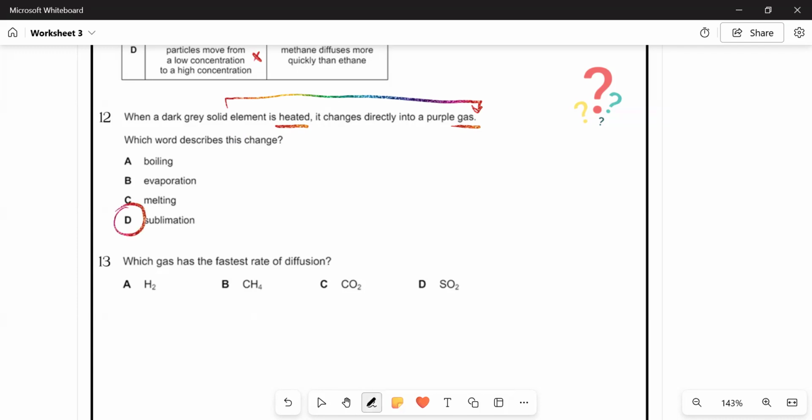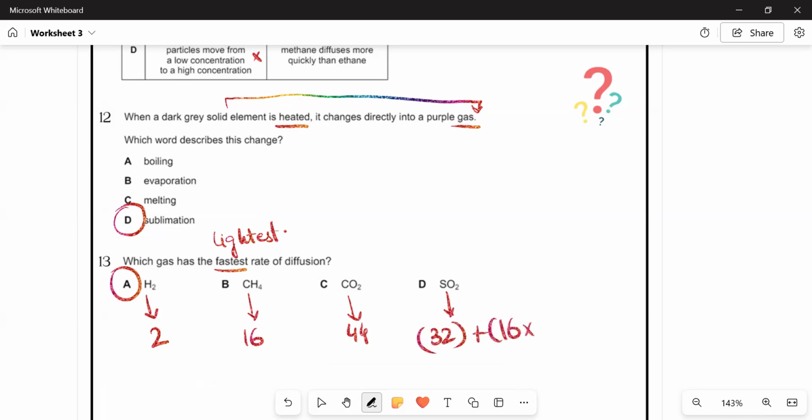Which gas has the fastest rate of diffusion? The fastest rate of diffusion will be of the lightest one. And obviously, this is hydrogen because hydrogen has a mass of 2. Methane mass is 16. Carbon dioxide mass is 44. And sulfur dioxide mass is, sulfur is 32, oxygen is 16 into 2, 32 plus 32, which makes the mass 64. So the least mass is of hydrogen, so its particles will diffuse the fastest.